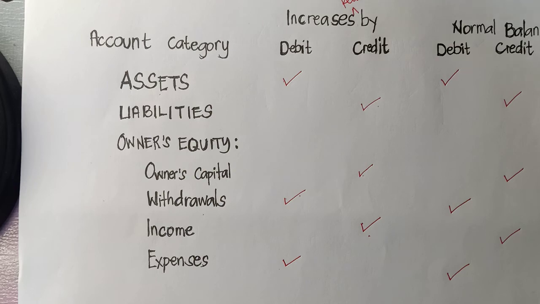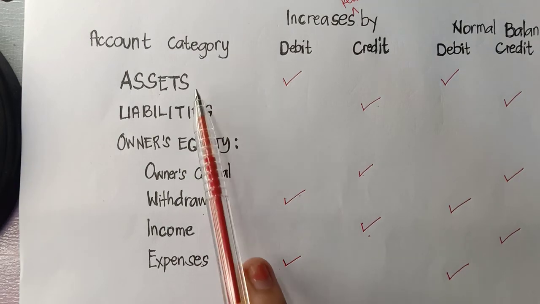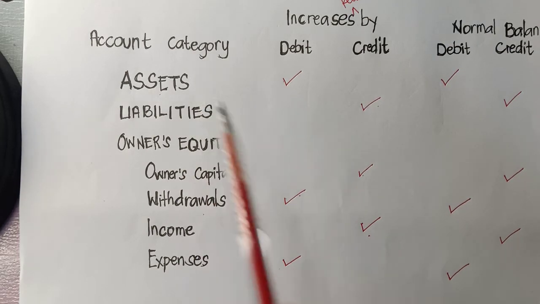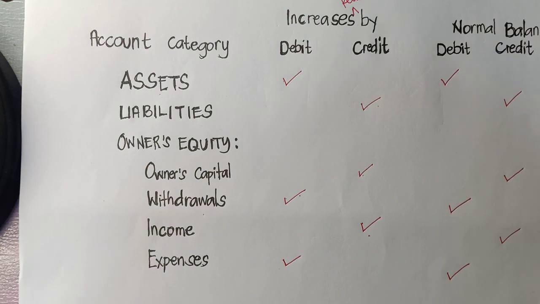Later on, we will discuss each account title included in the assets, liabilities, owner's equity, income, and expenses, for you to be able to know those account titles included in each account category.